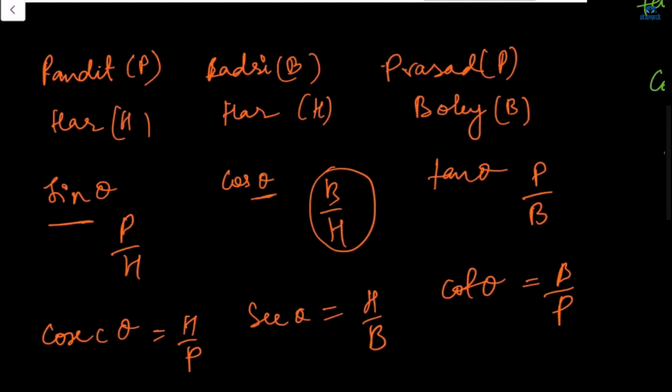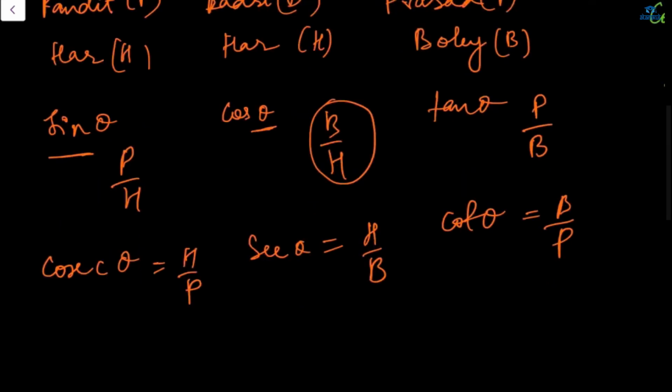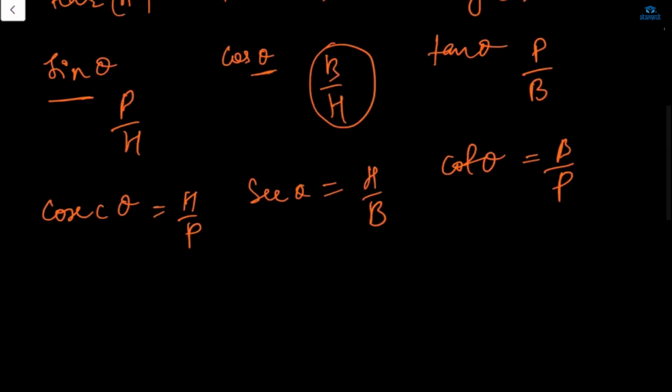If one of the trigonometric ratios of an acute angle is given, the remaining trigonometric ratios of that angle can be easily determined. See, if sine theta is given to you, obviously you can find out cos theta also. We'll see some numericals in our next video. See, if a triangle is given, for example, sine theta. Sine theta is perpendicular upon hypotenuse.